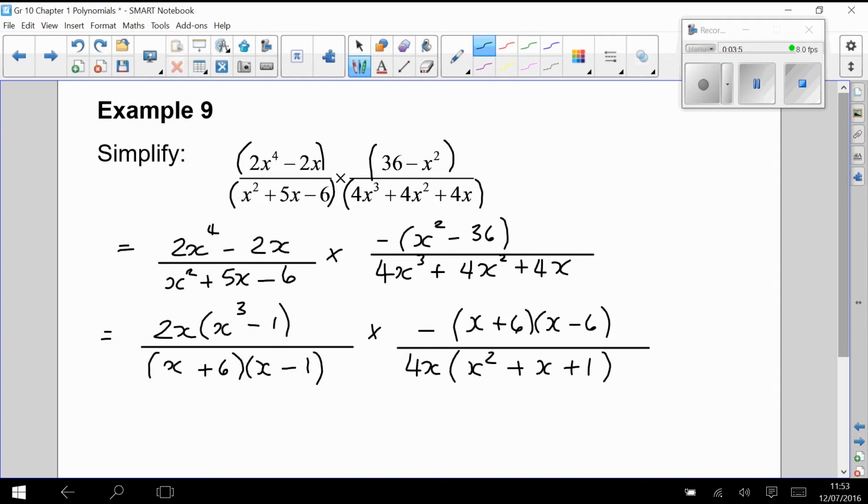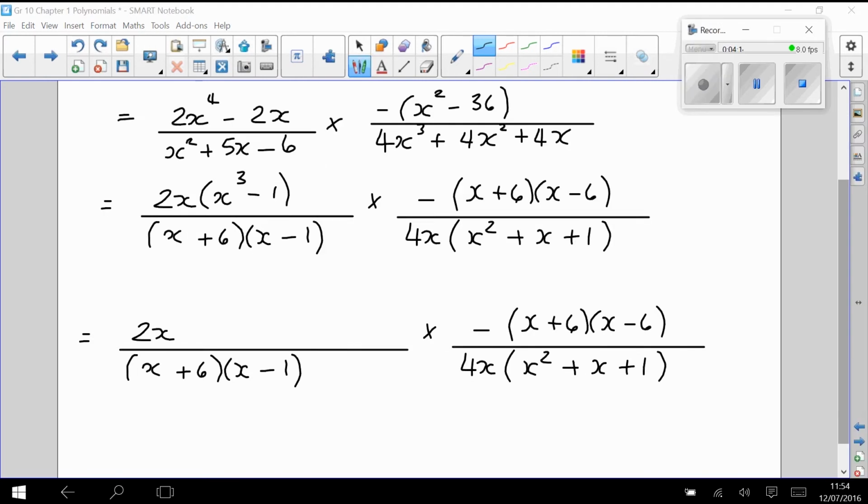I've clearly not finished factorizing because my first numerator and my second denominator look as though they might be able to be factorized further. On closer inspection, I can see that the trinomial in the denominator cannot be factorized, so all I need to do is continue factorizing by doing a difference of cubes with the x cubed minus 1. When I factorize this difference of cubes, my first bracket comes out as x minus 1, and my second bracket is going to be x squared plus x plus 1.